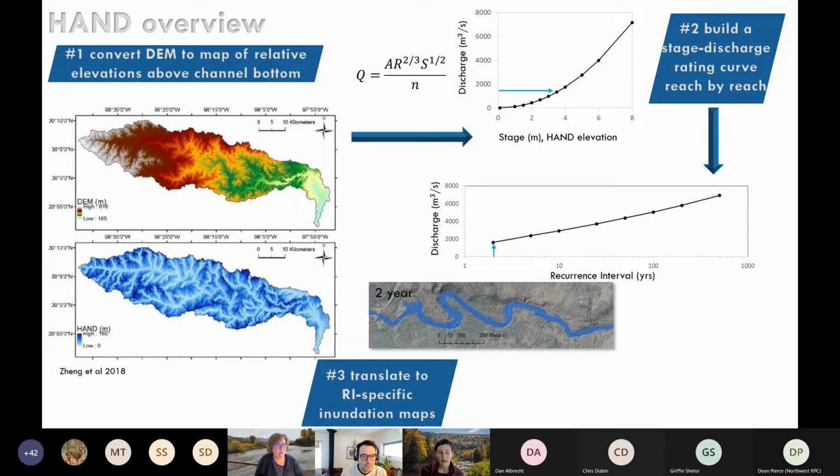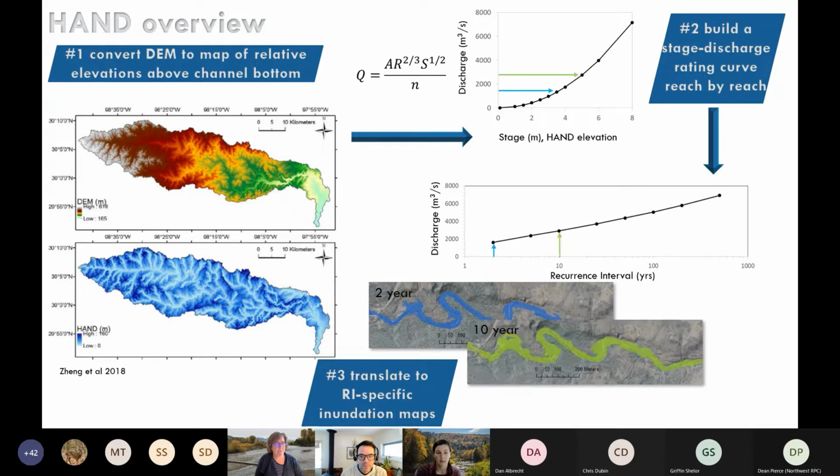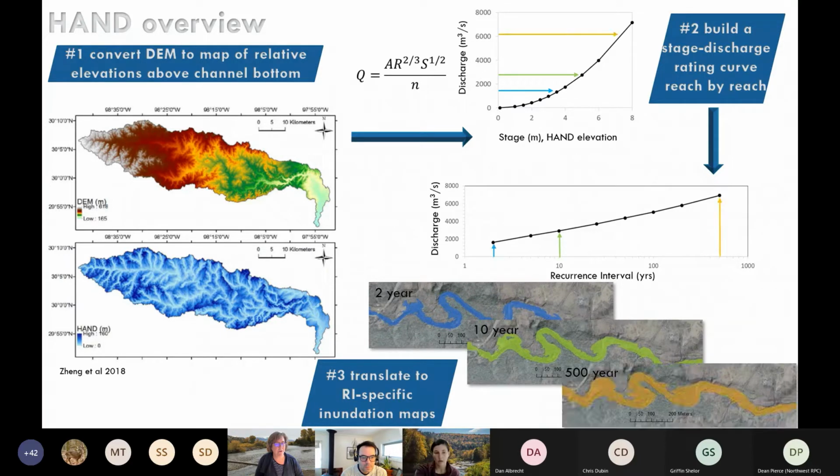To show how that works, to bring it together, let's say, for example, we want to map a 2-year flood, the flood extent of a flood that occurs once every 2 years, or has about a 0.5 annual exceedance probability. We identify for that reach what that associated discharge is for that 2-year flood, go to our stage discharge rating curve, identify that HAND elevation, and then fill in all of those cells on that HAND map at or below that elevation. So we create a 2-year flood map. We similarly can move up the recurrence interval. We can go to a 10-year flood, we can go to a 500-year flood.